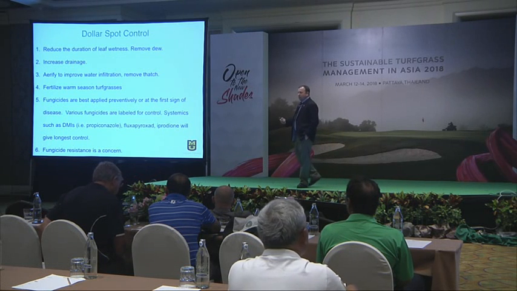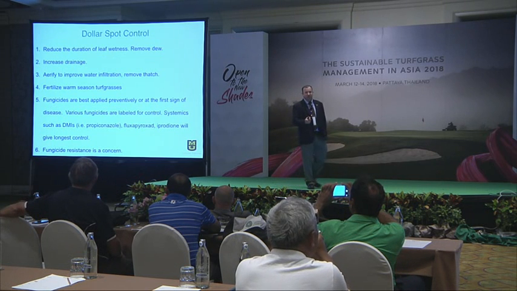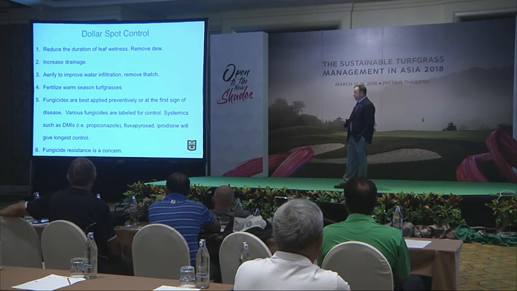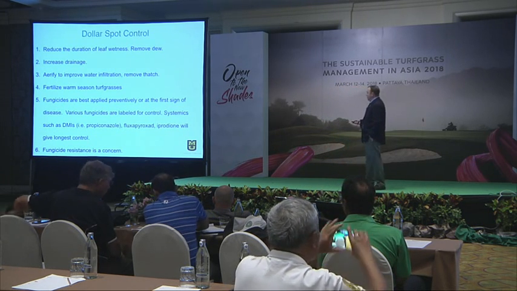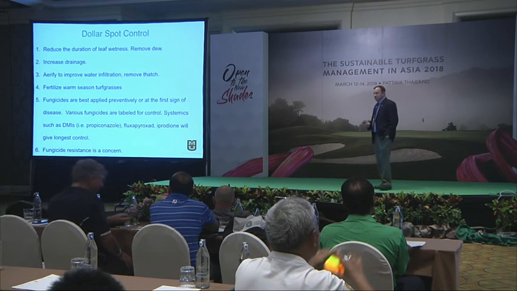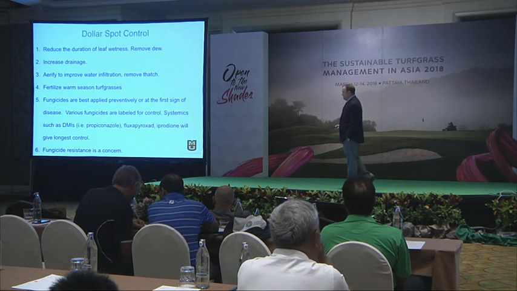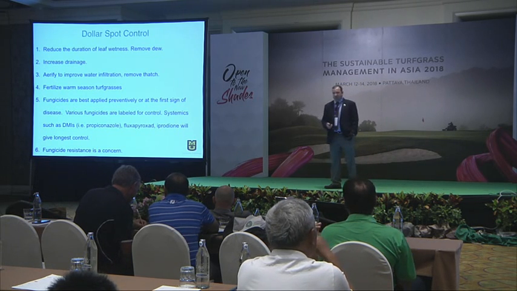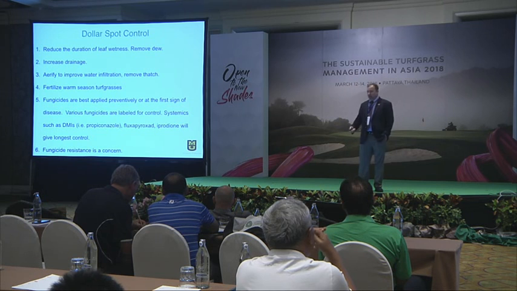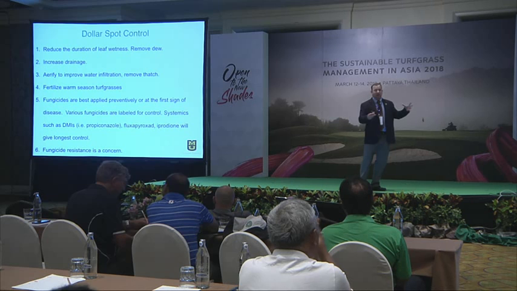We're talking about control. This is a foliar disease, so reducing the duration of leaf wetness is very important. Remove the dew in the morning whenever you can. Try to increase drainage, aerify to get the water out. In particular, fertilizing warm season turfgrasses is very important. If we do need to get on a fungicide for this, they're best applied preventatively or at the first sign of disease. I can pretty much say for any of these diseases, once you get them, you're already behind the eight ball.